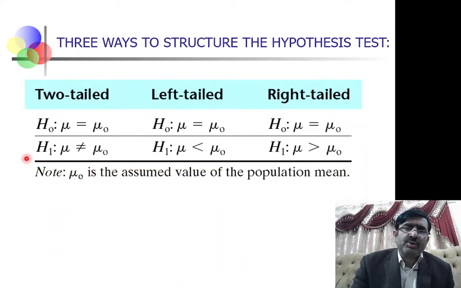Now in the whole story we have seen that we have three options here: H0, H1, and in a two tail we will have either a value that is greater or lesser, that is, not equal to. In the left tail we will have a value that is lesser than mu naught.